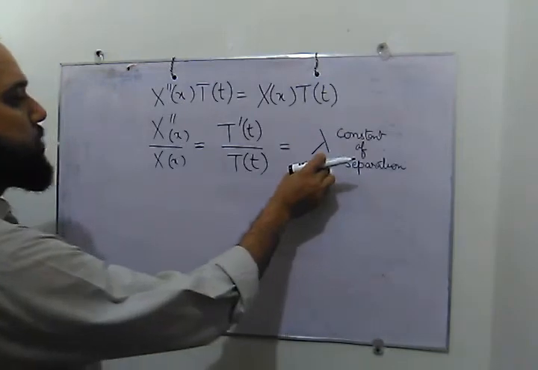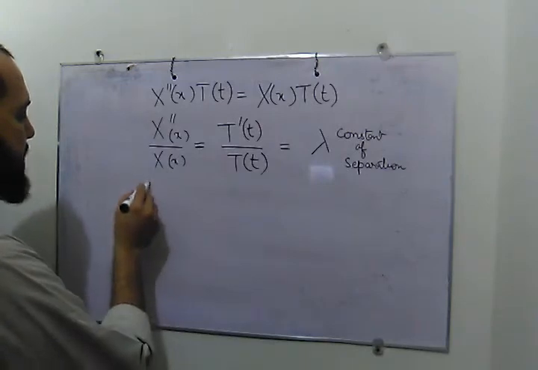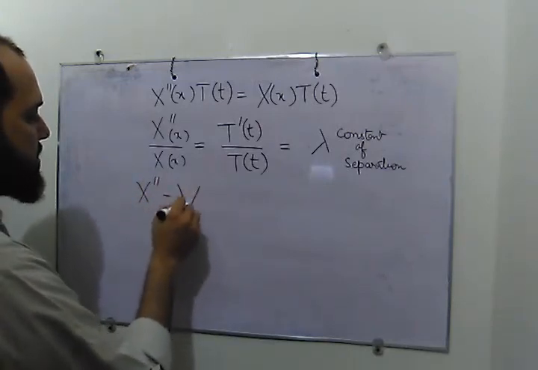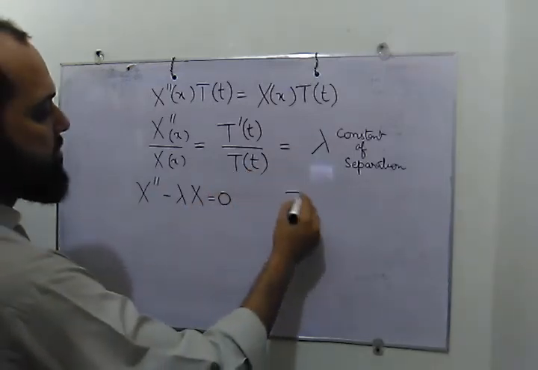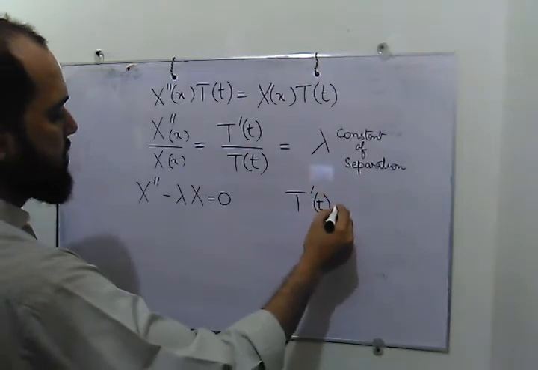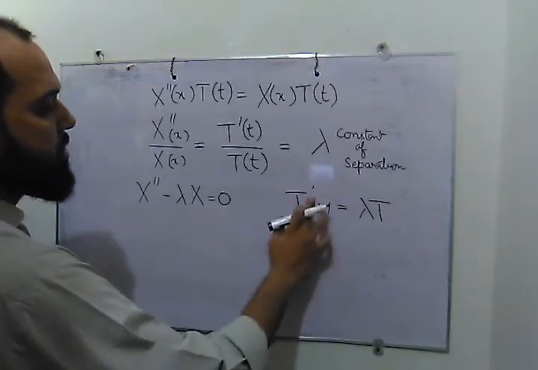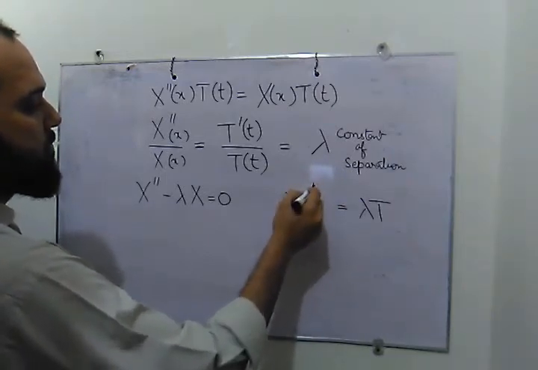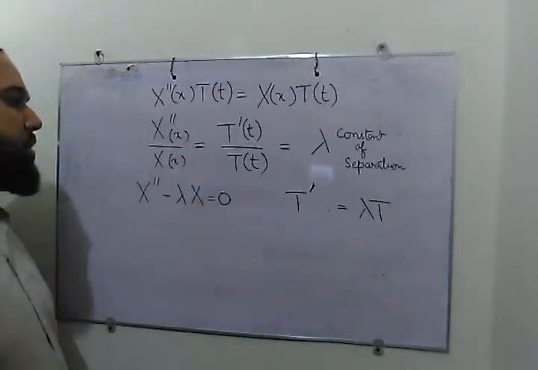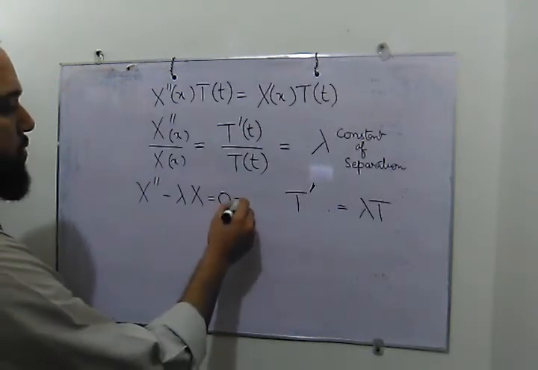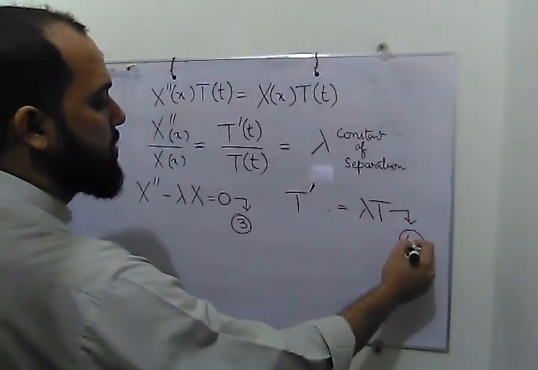Now, after introducing this constant of separation, we can say that this ratio is equal to a constant, which gives us an equation like this. And this ratio, if equal to the constant, will give us the equation like this. We do not need to write it as a function because we know that capital T is a function of small t. So if we are not writing it anymore, it's okay. So we call it equation number 3 and we call it equation number 4.